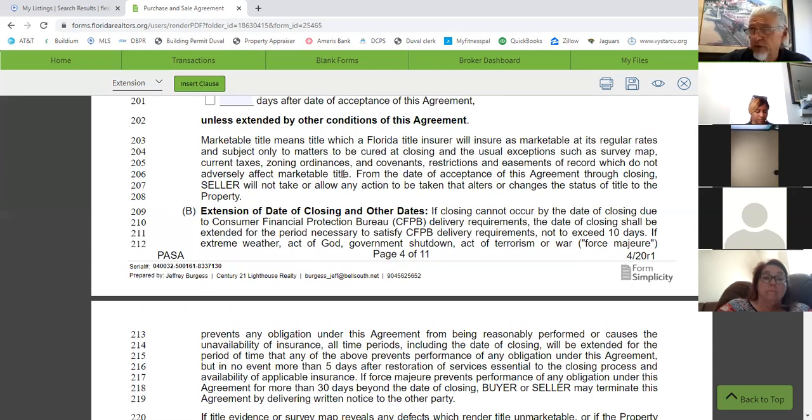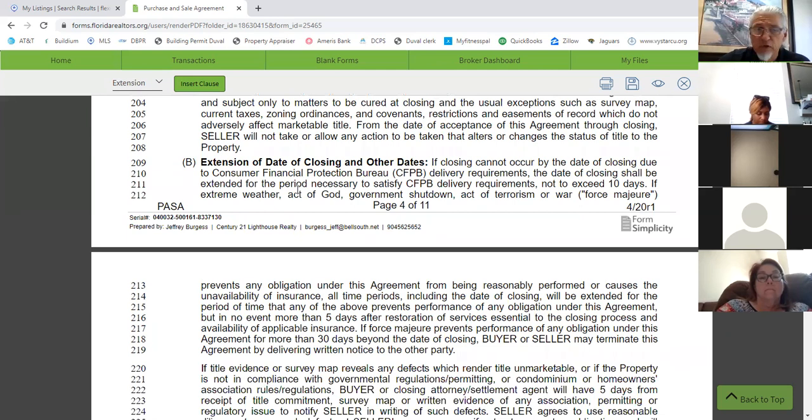Now there's a 30-foot easement alongside of my pond for the JEA sewer line that runs down through there. Okay. And that's not something that would prevent them from making my title marketable. I bought it that way. Seller will not take or allow any action to be taken that alters or changes the status of the title to the property. Okay. So he's not going to sell off another piece to somebody else in the midst of all that's going on. Once you have it under contract, that property is nailed down.